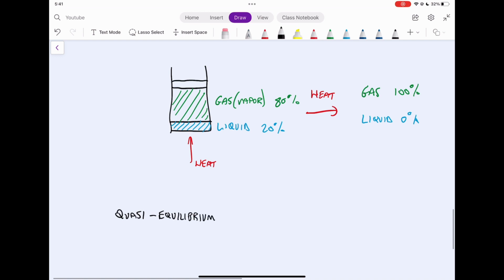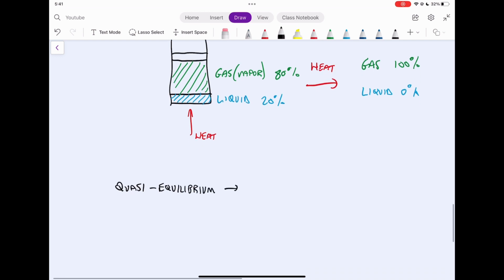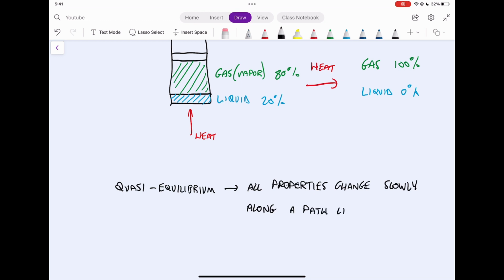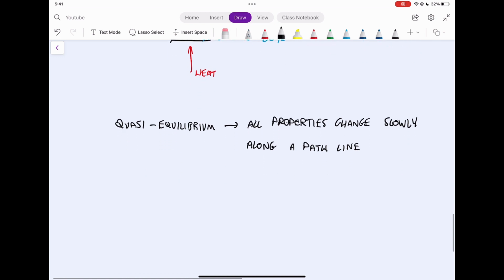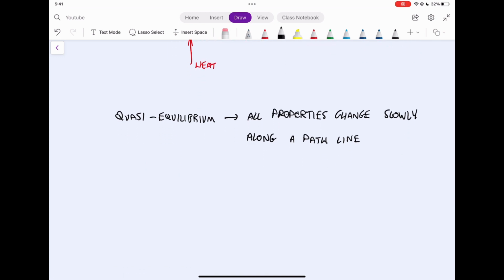Now, the next thing I want to talk about is quasi-equilibrium, and this is the assumption that we make when we solve problems in thermodynamics. What we are essentially assuming here is that all properties change slowly along a path line. So for example, if you're boiling water from 0 to 100 degrees, we can stop the boiling of the water at any point, record the properties, and we can assume the system will be in equilibrium. This is an assumption and is not actually the truth in real life, but it gets pretty close as long as the process is not too fast.